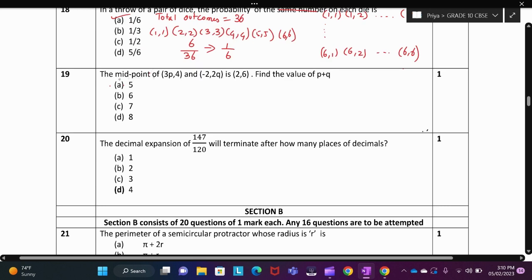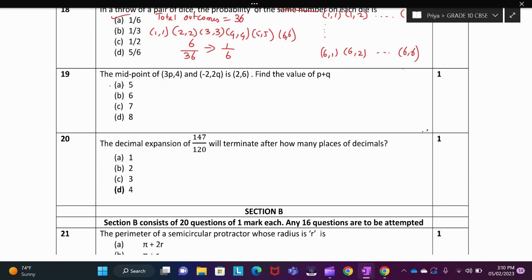Question number 19. The midpoint of 3p comma 4 and minus 2 comma 2q is 2 comma 6. So "is" always represents equal in mathematics. So remember that. After finding the value of p and q, I need to substitute in p plus q and find the value of it. So how can I do that?